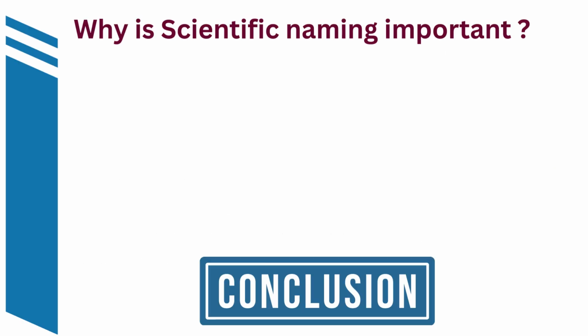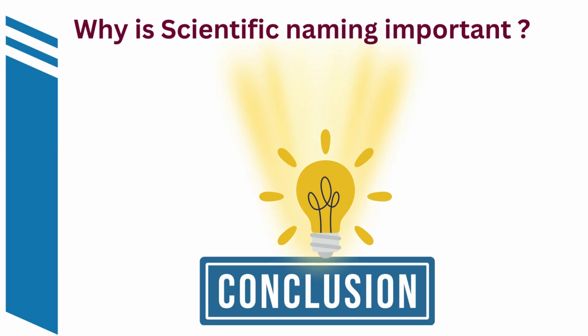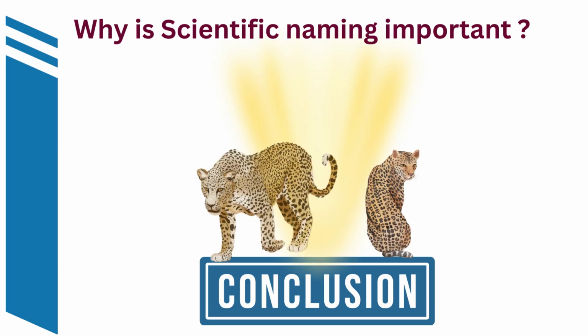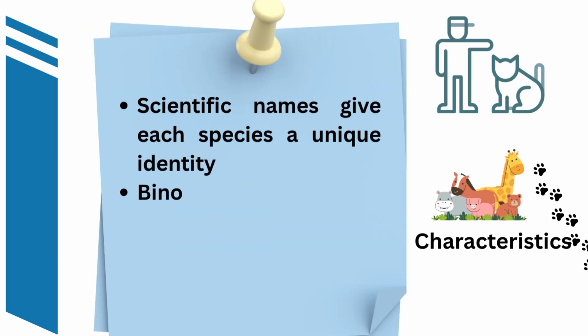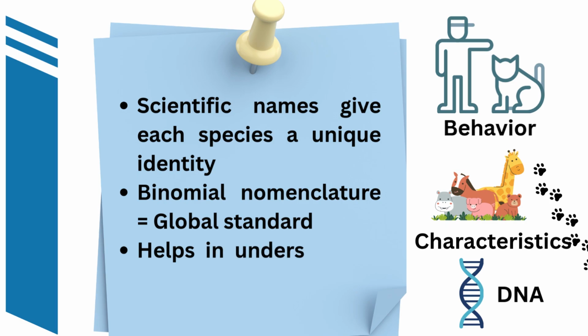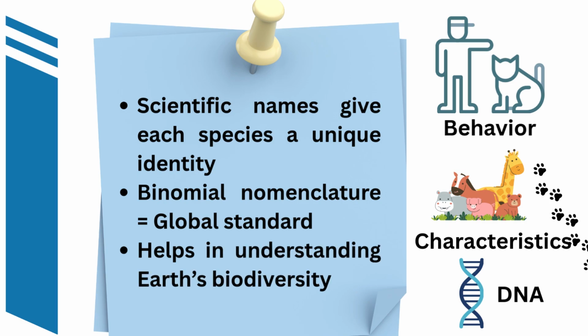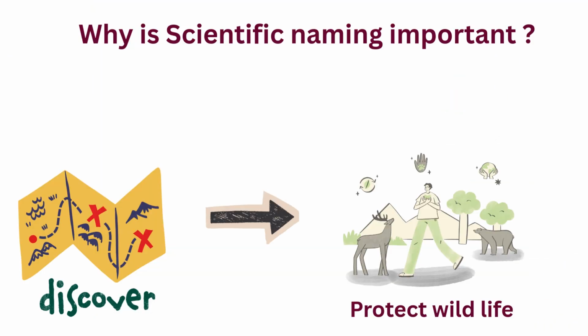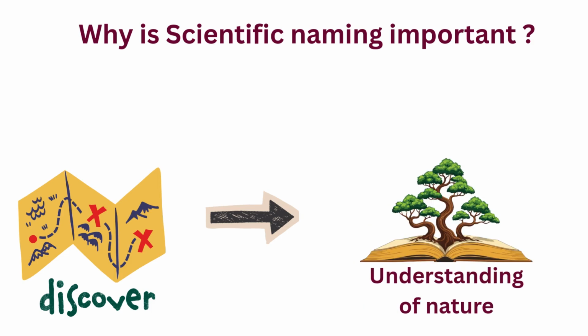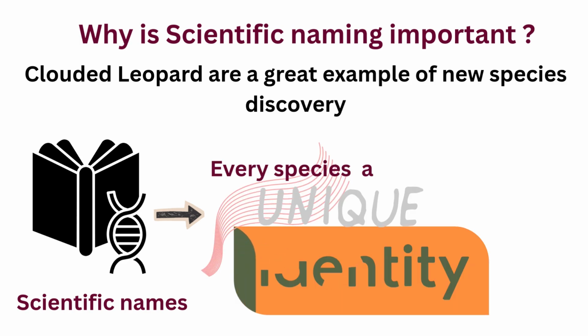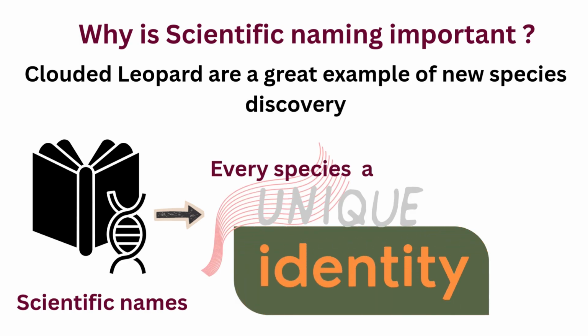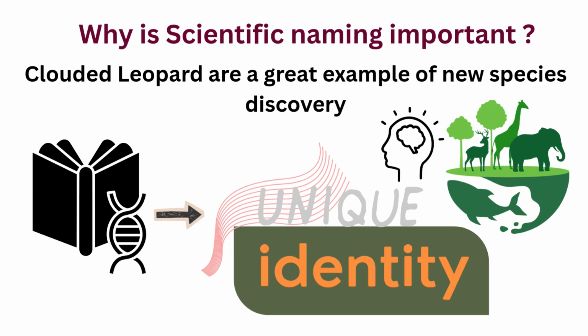So, in conclusion, animals that look similar may still be different species. Scientists use characteristics, behavior, and especially genes to identify new species. This discovery helps protect wildlife and improve our understanding of nature. Scientific names give every species a unique identity and help scientists understand our planet's incredible biodiversity.